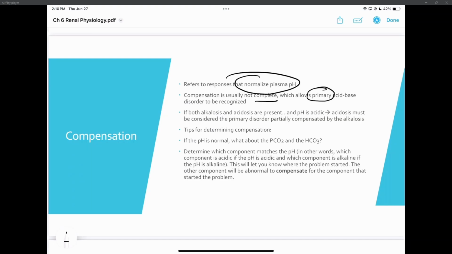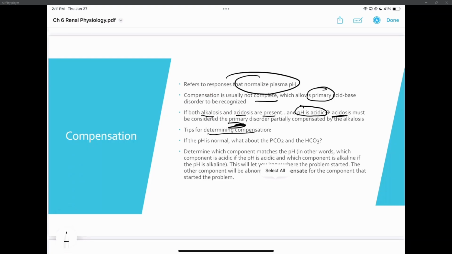If both alkalosis and acidosis are present, which you could have depending on what your CO2 and your bicarb are at the time, but the pH is still acidic, acidosis must be considered the primary disorder and partially compensated by the alkalosis. So the pH will still tell you, is this a metabolic or a respiratory, acidotic or an alkalotic cause? So always look at the pH first.